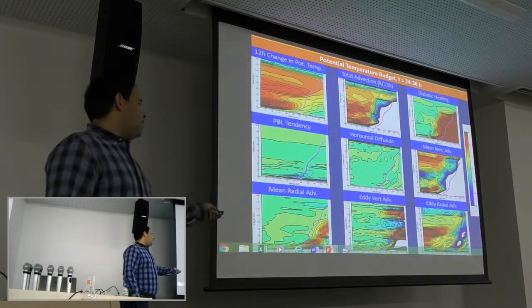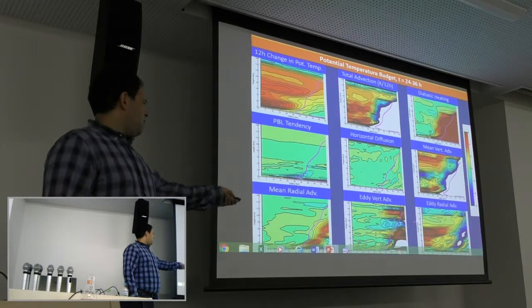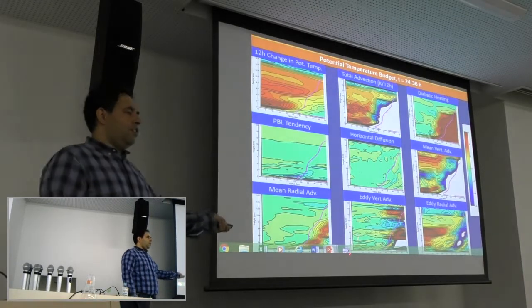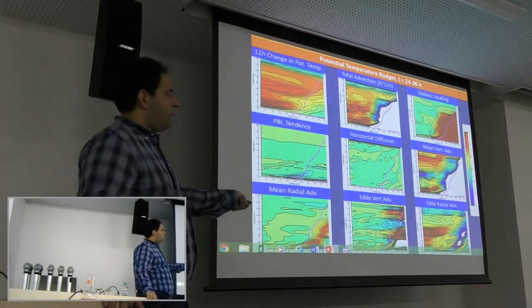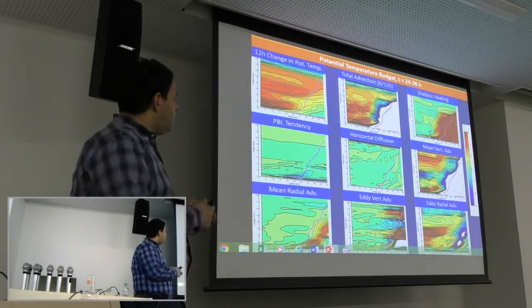And so finally, the eddy vertical advection. There's a lot going on in the eyewall, but not much in the eye. So the eddy vertical advection this time is not too important for the structure of the temperature or the potential temperature in the eye.